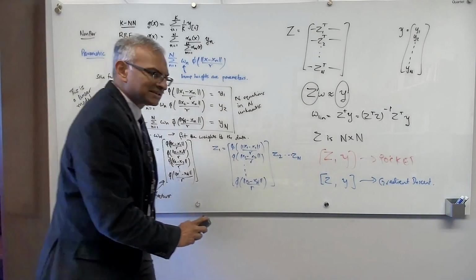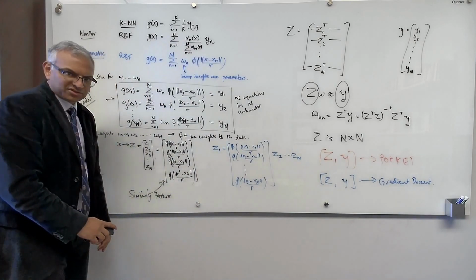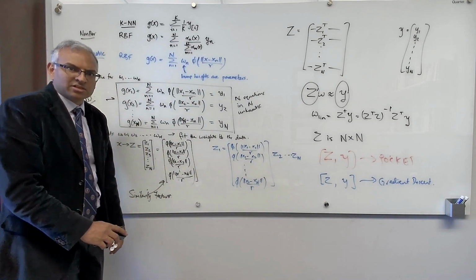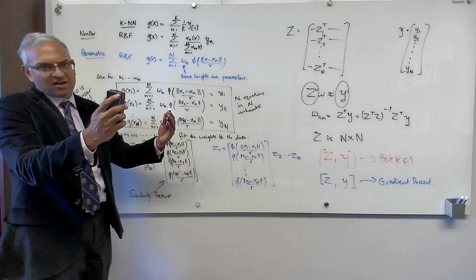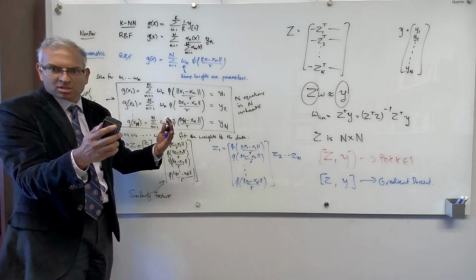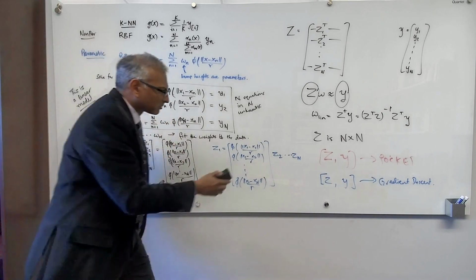Okay, so let's erase, and when we come back, I'll introduce you to the parametric radial basis function network, and that's our final radial basis function model, and that's the one that people normally use.